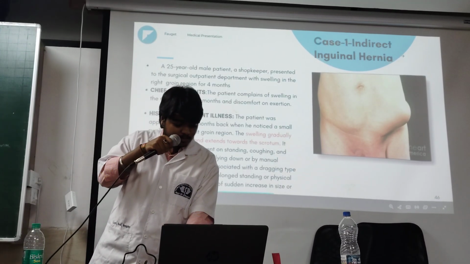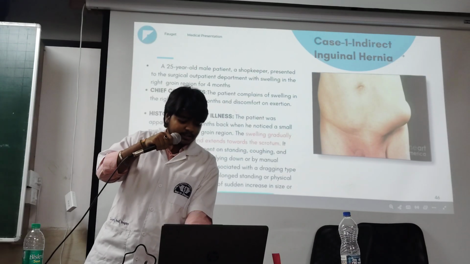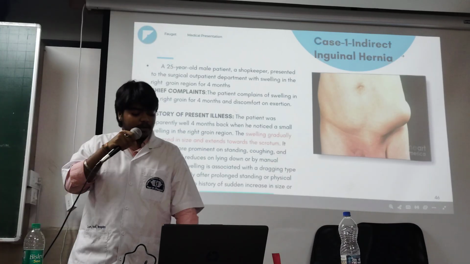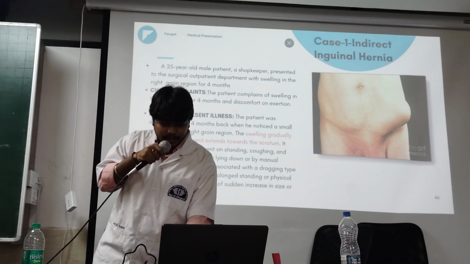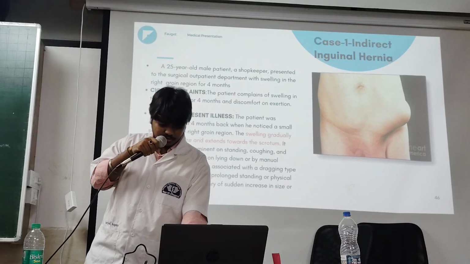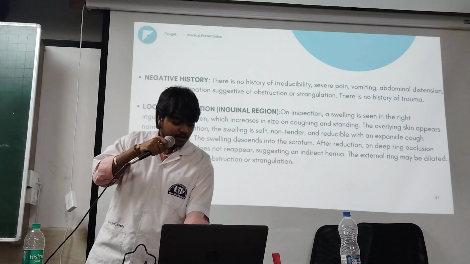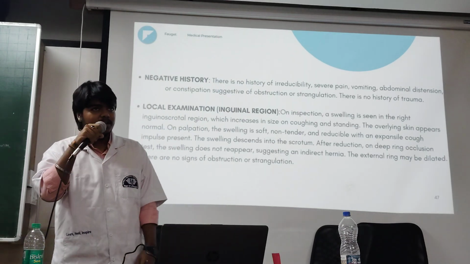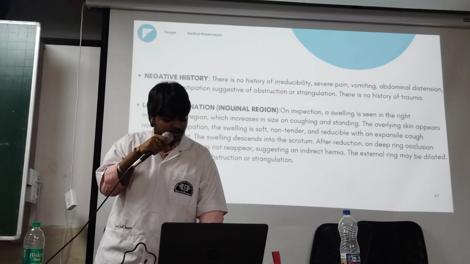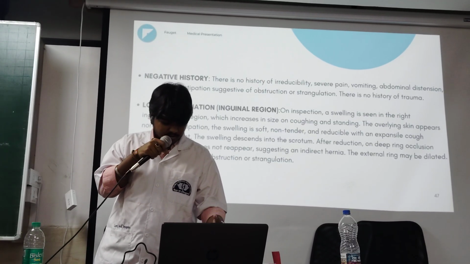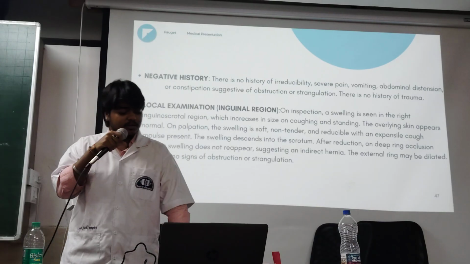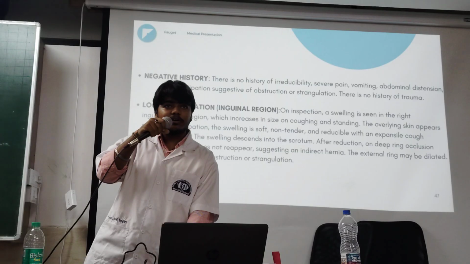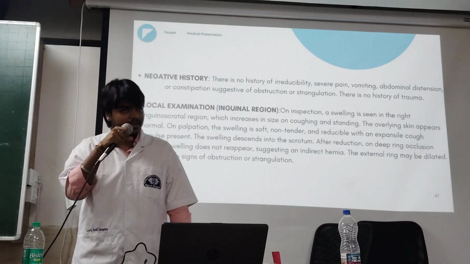The history of present illness included swelling that was gradually increasing in size and extended toward the scrotum. It became more prominent on standing and coughing, and there was no history of sudden increase in size or severe pain. Also, there was no history of trauma, abdominal distension, vomiting, or irreducibility. On local examination of the inguinal region, we performed the deep ring occlusion test. The swelling did not reappear, suggesting an indirect hernia. So the probable diagnosis is indirect inguinal hernia.